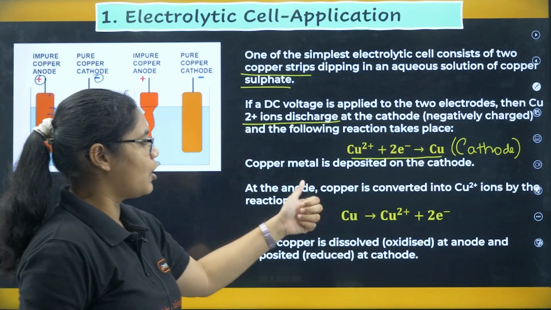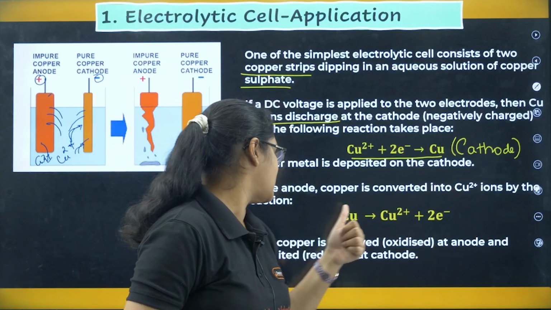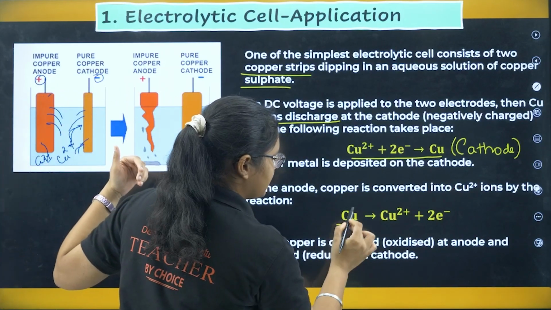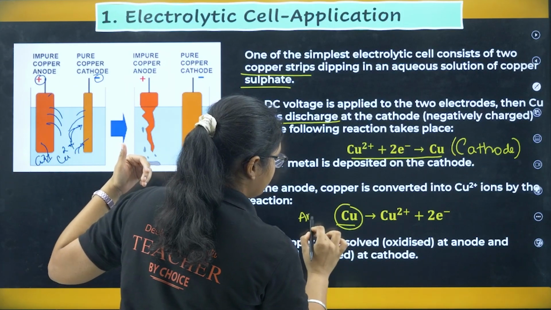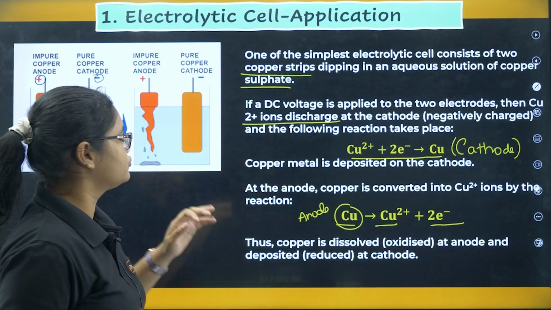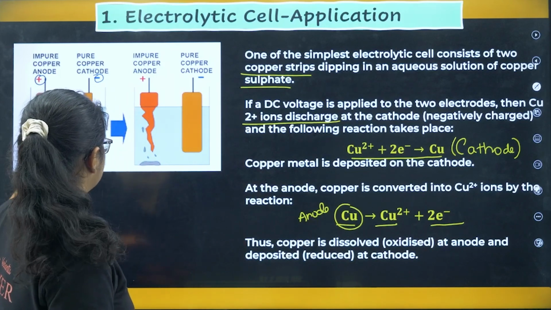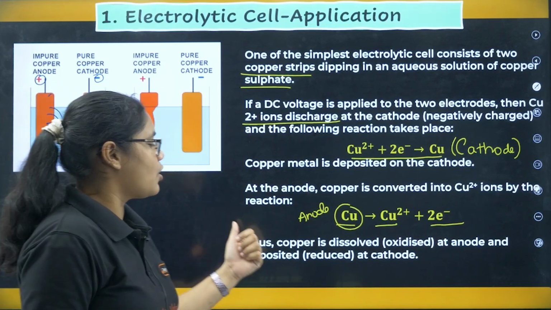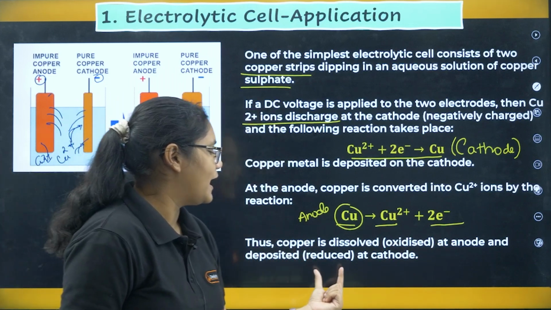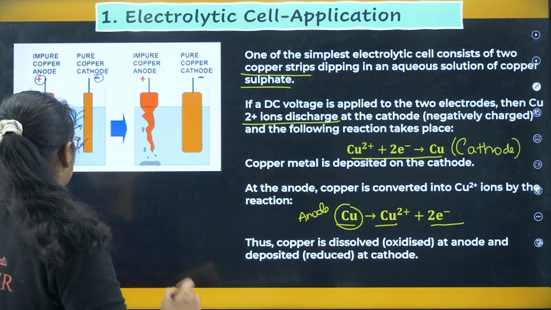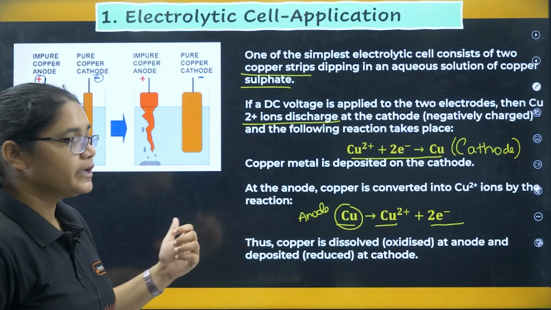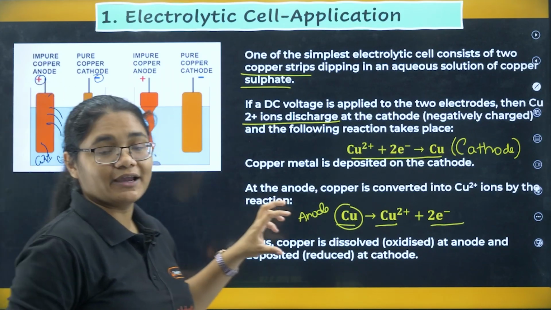At the anode, copper is converted into Cu2+ ions by the reaction. By which reaction? Cu present in this anode releases 2 electrons and gets converted to Cu2+. Now the copper is oxidized and dissolved at the anode and deposited at the cathode. So Cu2+ comes out from the anode and gets deposited at the cathode. So this is a way how we can purify metals.